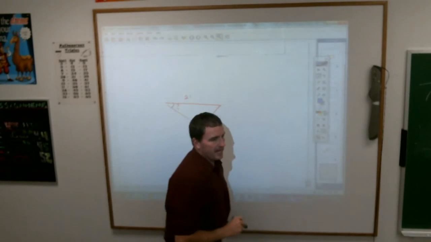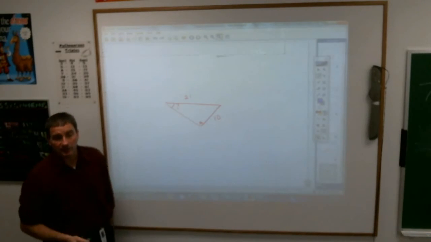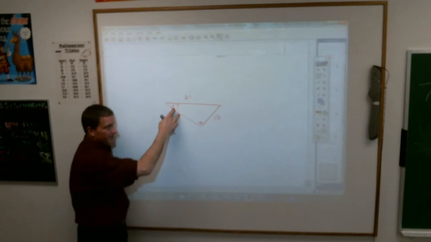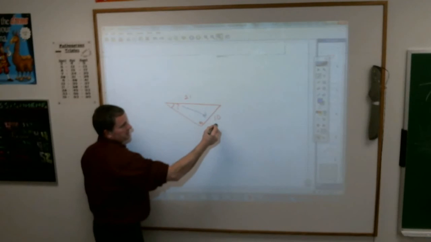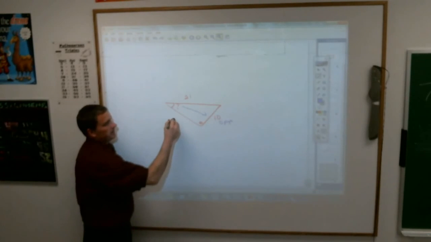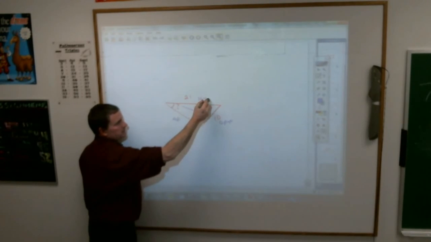And if I were Zach, I would probably start by labeling the adjacent, opposite, and hypotenuse with respect to where the question mark is. That's important. You can't just label anything. You look at the question mark. The side opposite is right here. The side adjacent is right here, and the hypotenuse is right there.